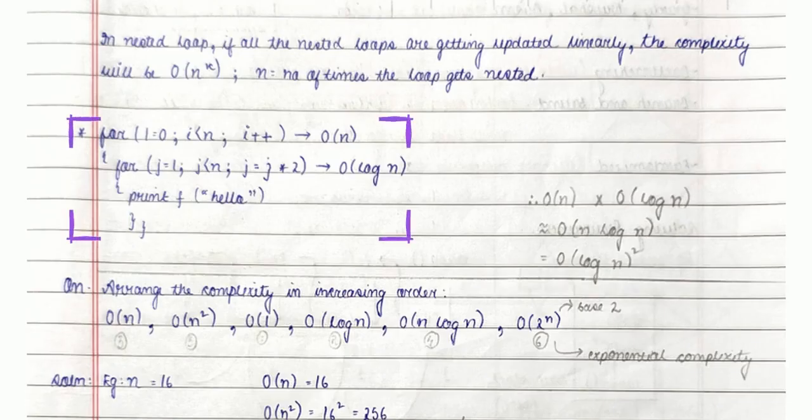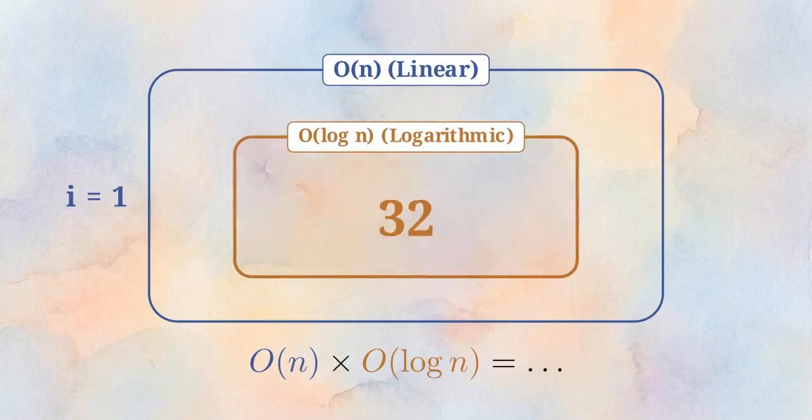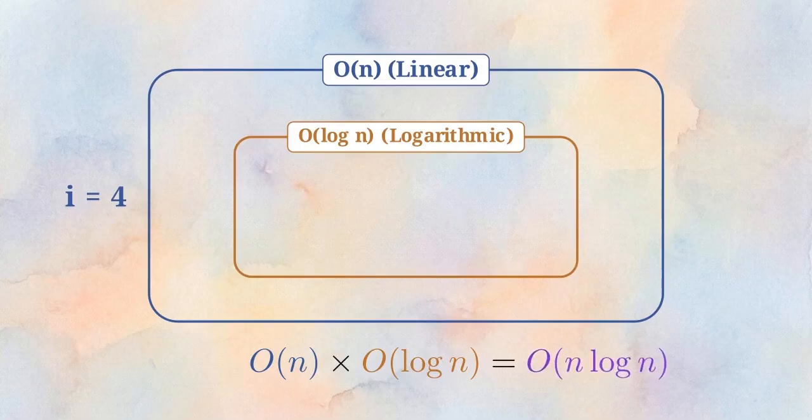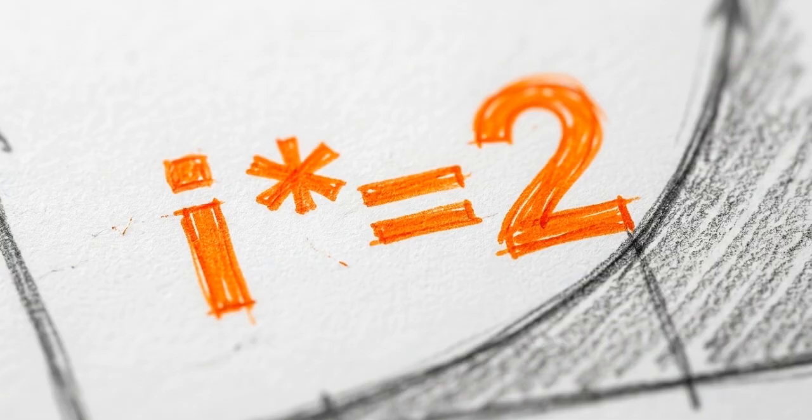This handwritten code snippet shows what happens when we stack these structures. Here, a linear O of n outer loop wraps around a logarithmic O of log n inner loop. For every single step of the outer loop, the inner loop executes its entire logarithmic sequence. Their costs multiply, giving us an overall time complexity of O of n log n. A single character change in how a variable updates dictates exactly how an algorithm will scale in production.